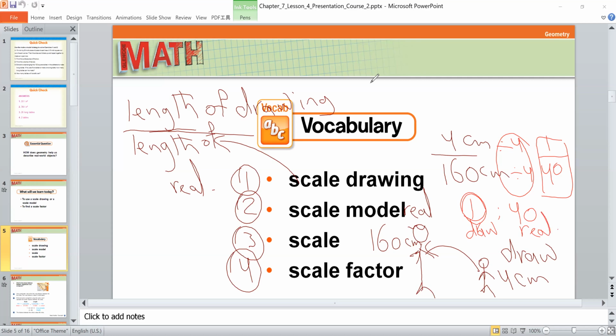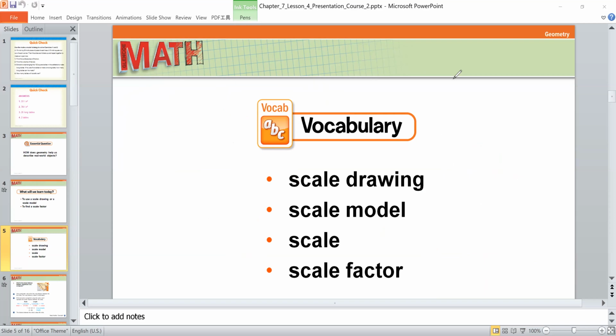So the drawing scale, or the scale drawing, what does it mean? I will put the length of the drawing over the length of the real. Again, it will be equal to what, grade 7? It will be equal to the length of the drawing over the length of the real. So the drawing scale will be the length of the drawing over the length of the real.